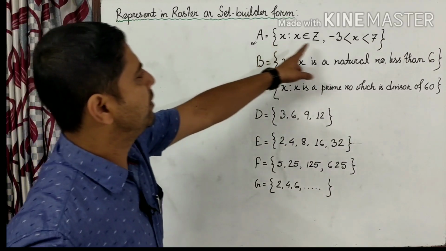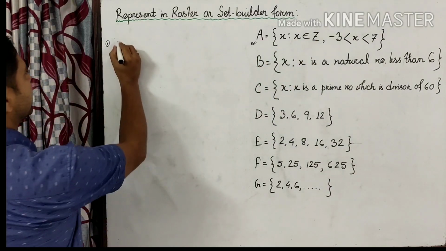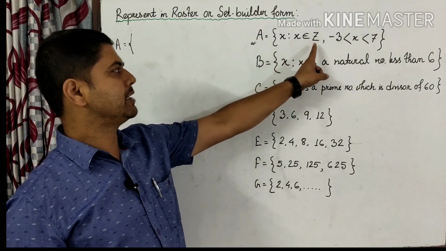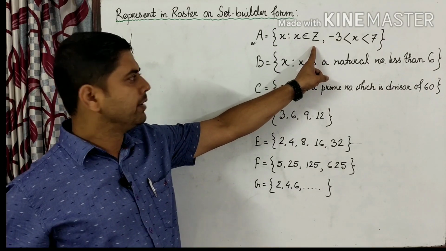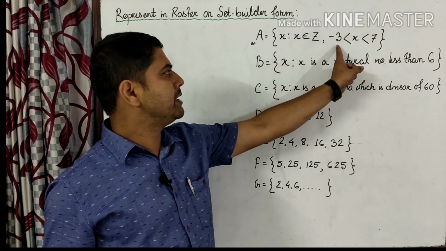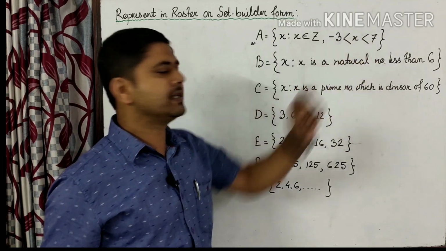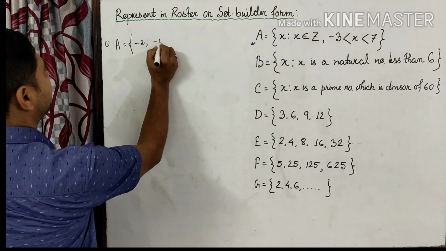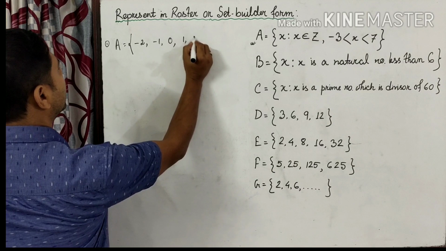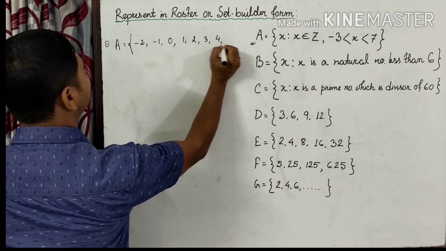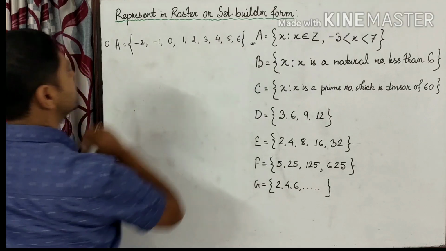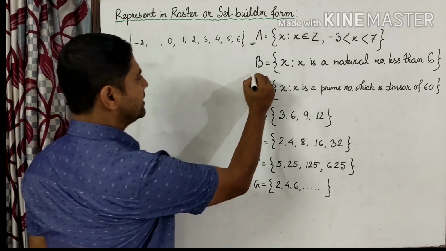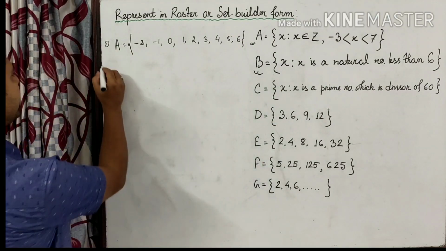Roster form: A is equal to {x such that x belongs to Z, where Z means the set of integers}, and we consider those integers which are greater than -3 but less than 7. Definitely the first element will be -2, next -1, 0, 1, 2, 3, 4, 5, and 6. These are the elements. That is the answer of the first question. Okay. Now we consider the second one, B. Let's see what comes in number 2.